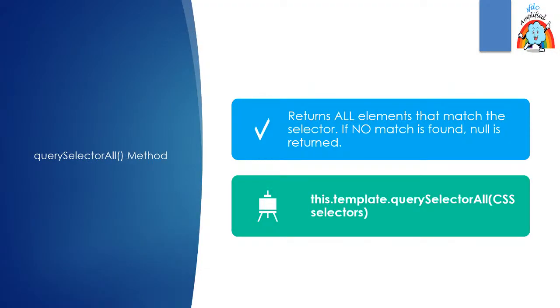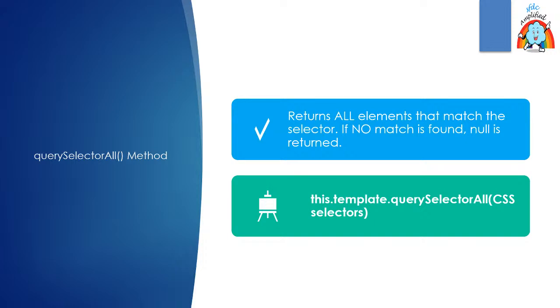So now this is what we learned about querySelector. Now there is querySelectorAll. It returns all elements that match the selector. If no match is found, then null is returned. So basically, if we want multiple paragraphs, all the elements, we need to use querySelectorAll.